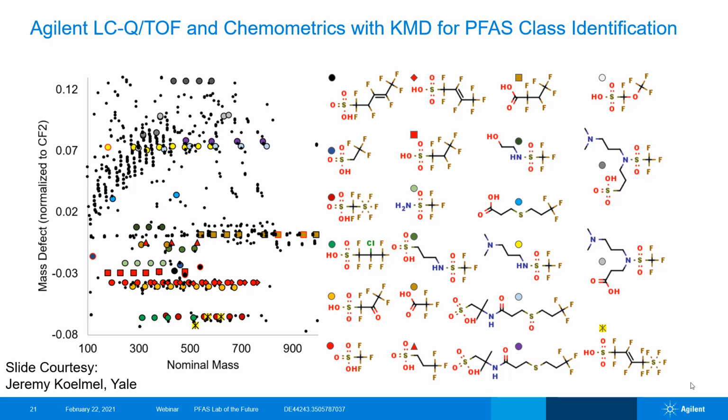And that's what the chart here is showing, with a number of different kinds of PFAS end groups, but also a number of different substructures of them through the nominal mass defect measurement. And in this case, it's normalized to the CF2 measurement.